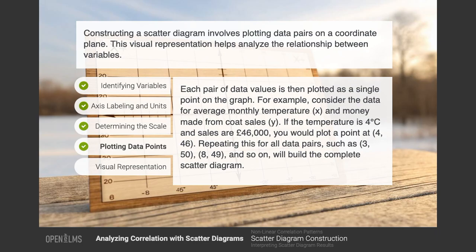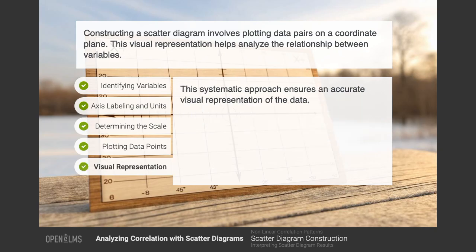For example, consider the data for average monthly temperature X and money made from coat sales. If the temperature is 4 degrees Celsius and sales are £46,000, you would plot a point at 4, 46. Repeating this for all data pairs, such as 3, 50 and 8, 49, and so on, will build the complete scatter diagram. This systematic approach ensures an accurate visual representation of the data.